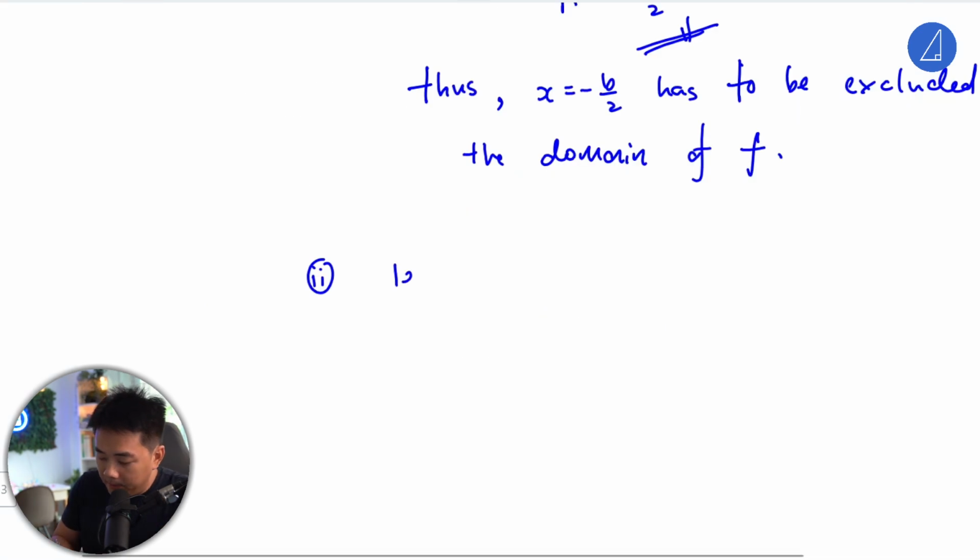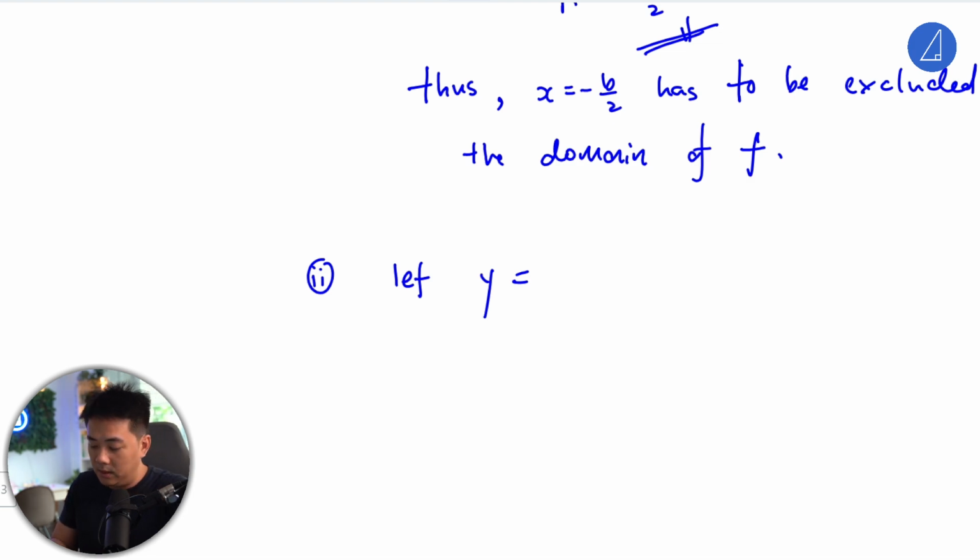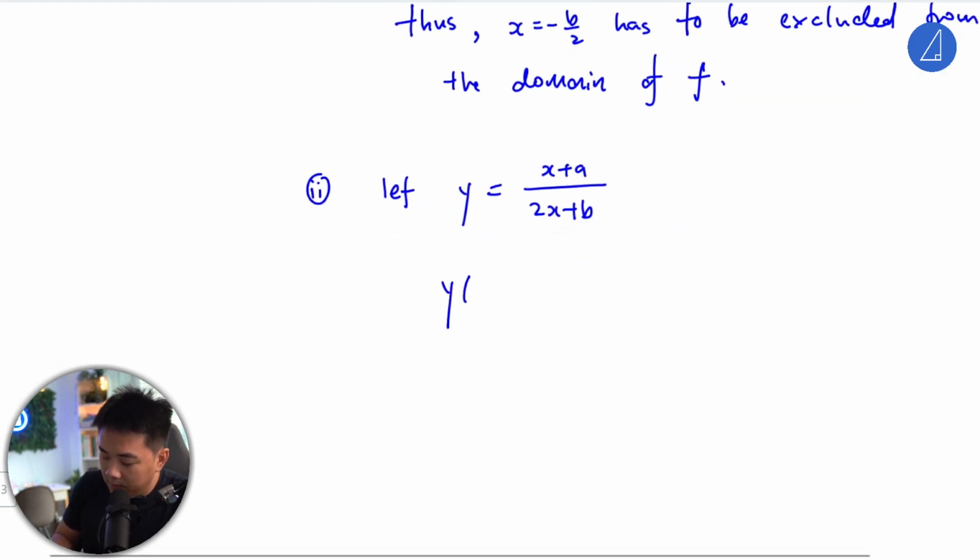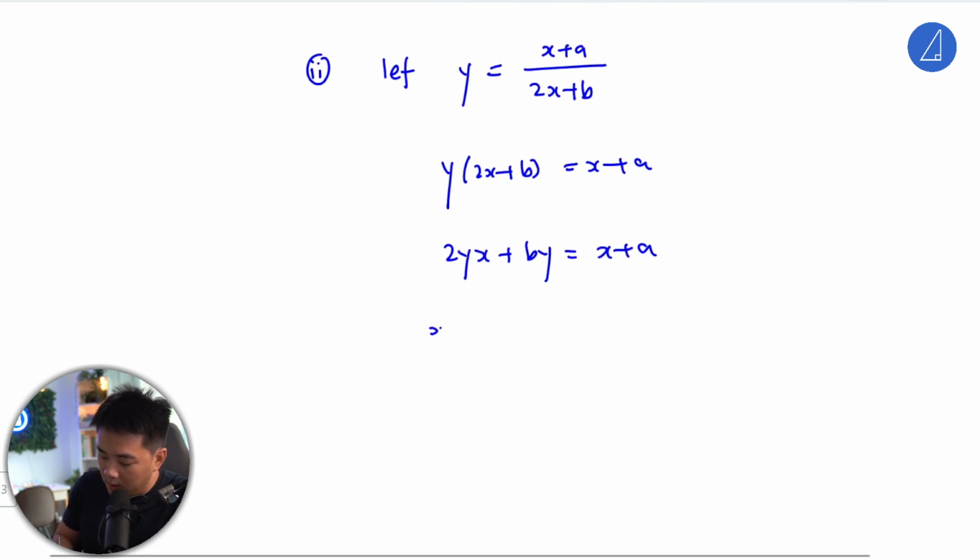So let y equals x plus a over 2x plus b. Then I'm going to make x the subject. So y(2x + b) = x + a, so 2yx + by = x + a. This will be x(2y - 1) = a - by, so x = (a - by) over (2y - 1).